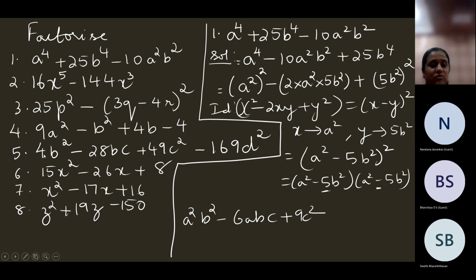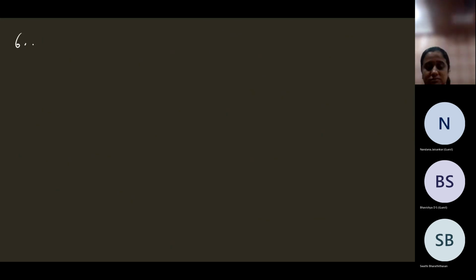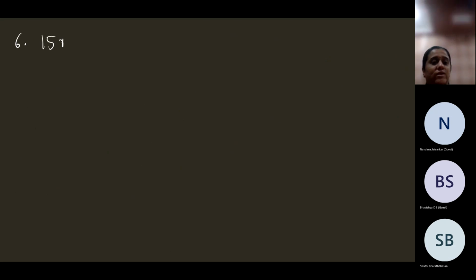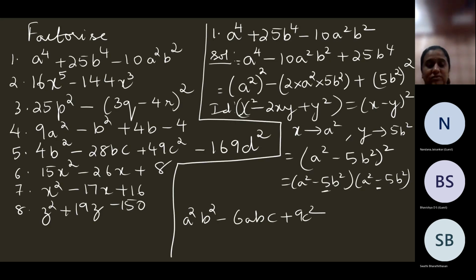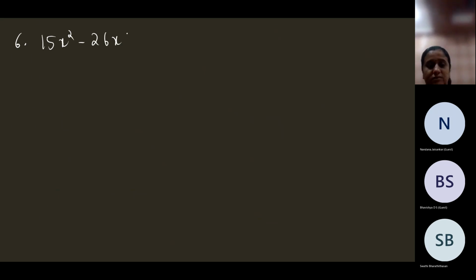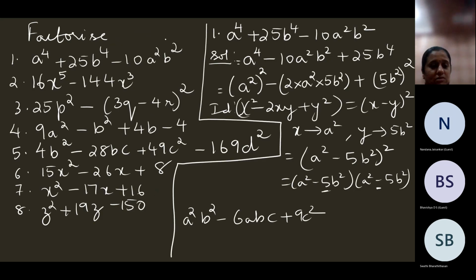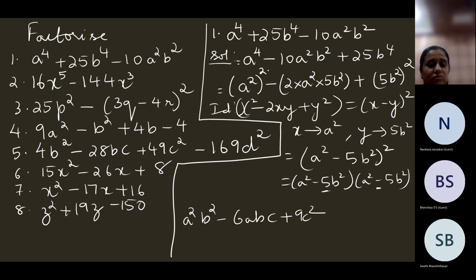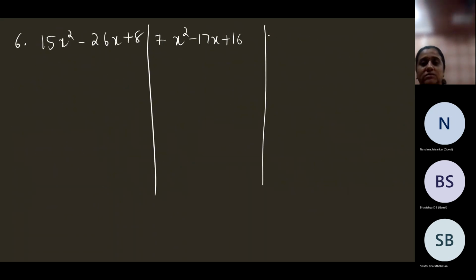Next one, sixth one. 15x square minus 26x plus 8. X square minus 17x plus 16. Z square plus 19z.